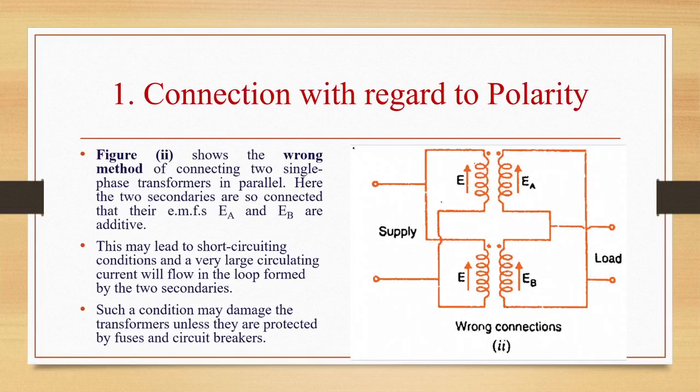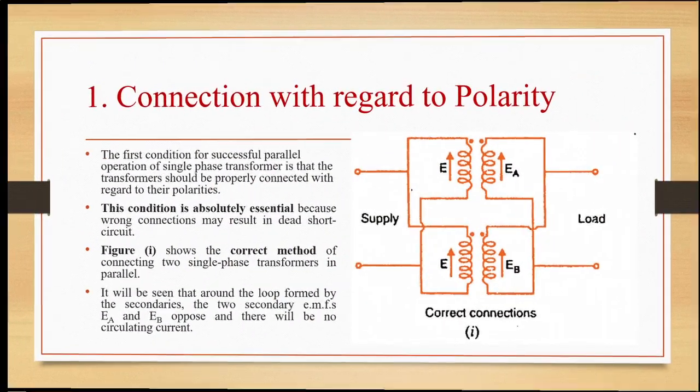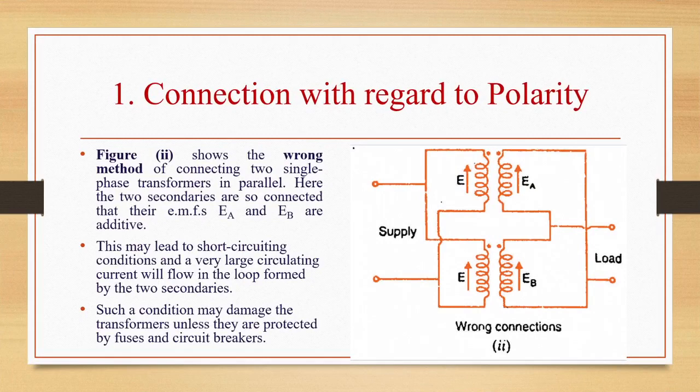The figure on the right hand side is showing the wrong method of connecting two single phase transformers in parallel. Here two secondaries are so connected that their EMFs are additive. EA and EB are additive. In the previous diagram we have seen their polarities were opposite, so EA and EB were opposing. But now EA and EB are additive.